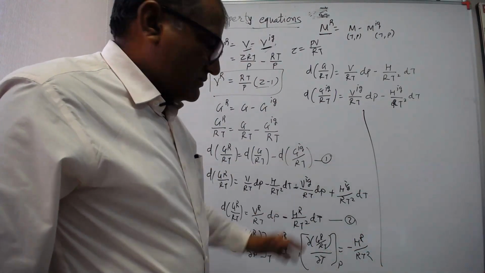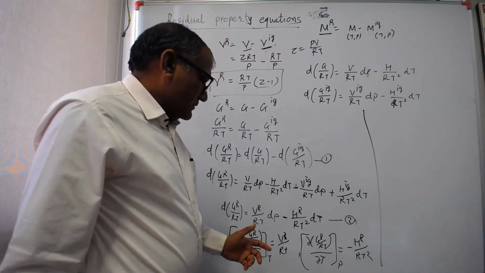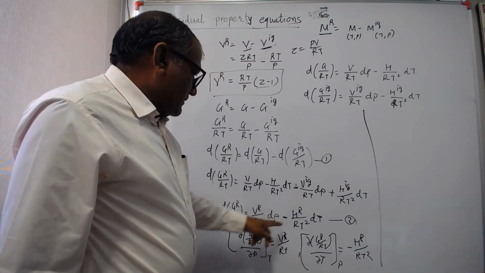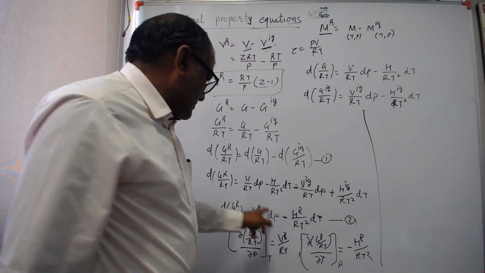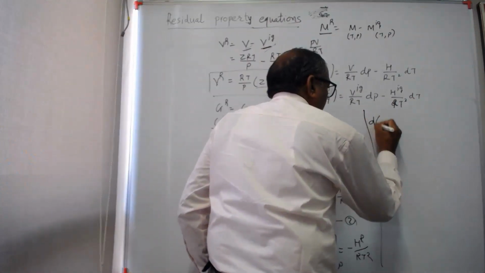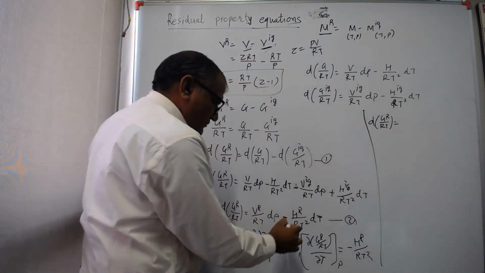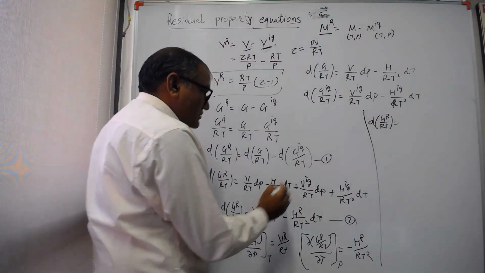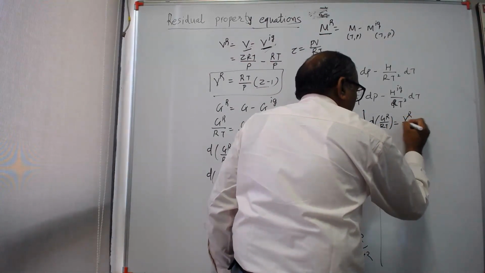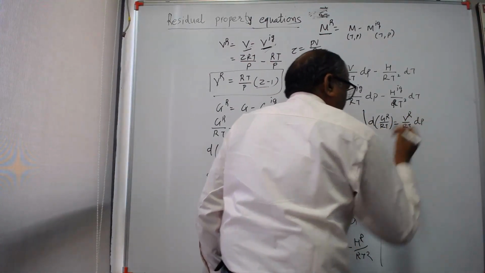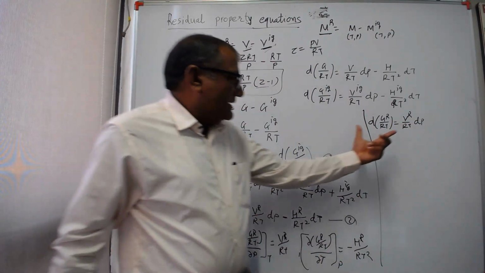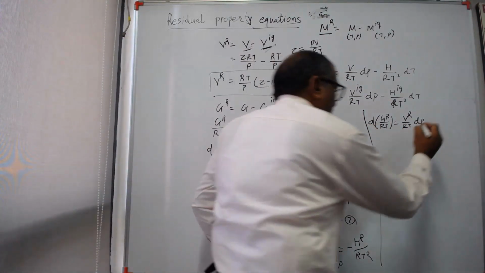Now the next question is these two equations. If I take the temperature constant, then dG^R/RT, this term will be cancelled out and this would be V^R/RT dP. If I integrate this equation, this is for constant temperature.